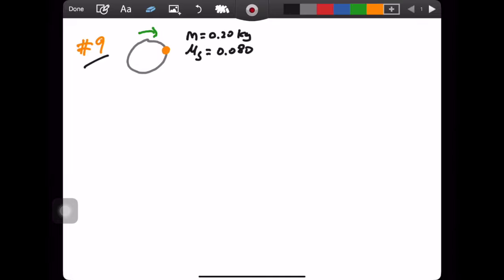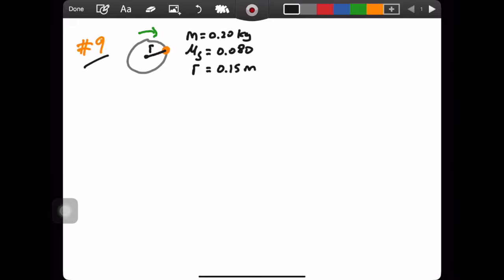We are also told that if you can imagine, this dot right here is the center of the rotation, then we've got a distance to the object that is a distance r. And so the radius of rotation, if you will, is equal to 0.15 meters from the center of the turntable.